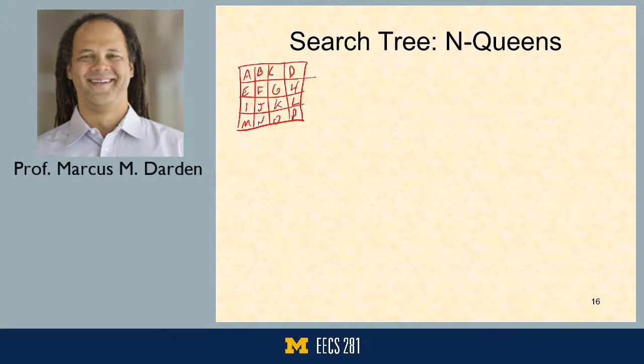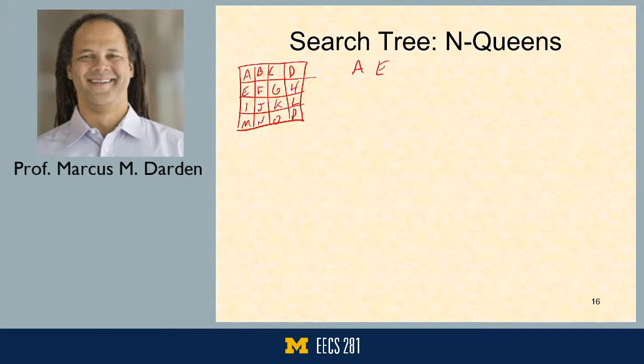All right, so there's my board, and what I start out by doing is placing something in the first row. We start out with A. Nothing violated there, so we'll try to extend the solution. We go into the next row, row 2, and I'll start right at the beginning and say E.